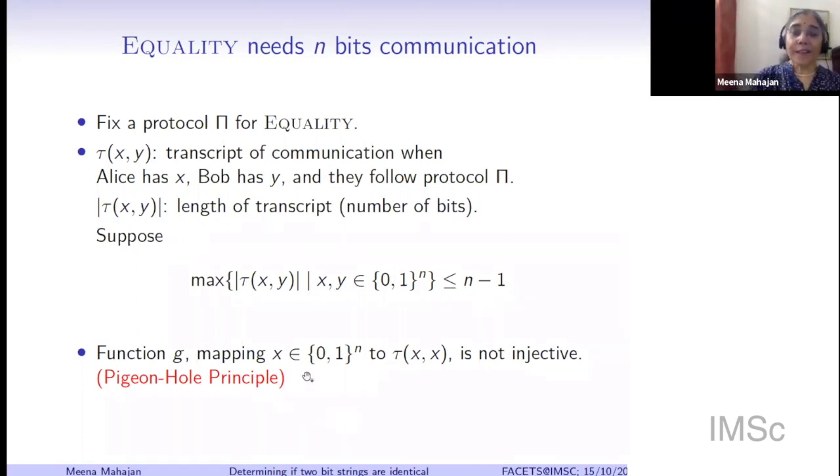The number of strings of length n is 2 raised to n. Right? There are n positions. At each position you can have a 0 or a 1. So you have 2 choices for position 1, 2 choices for position 2, and so on. So there are 2 raised to n possible values of x. And how many choices are there for a possible transcript? Even knowing nothing about pi, I can say that if the maximum transcript length is n minus 1, then the maximum possible number of transcripts is at most 2 raised to n minus 1.